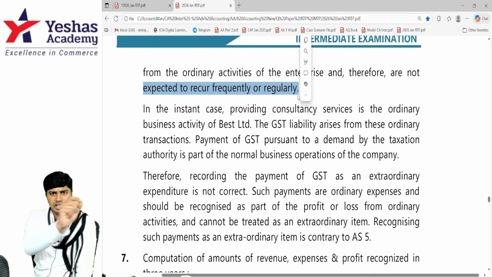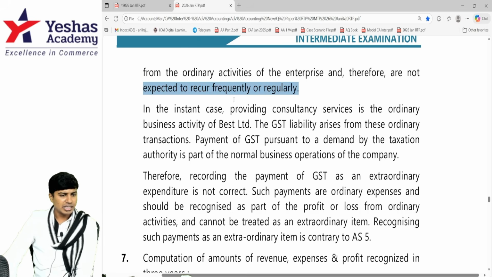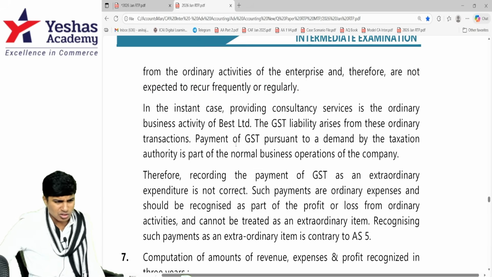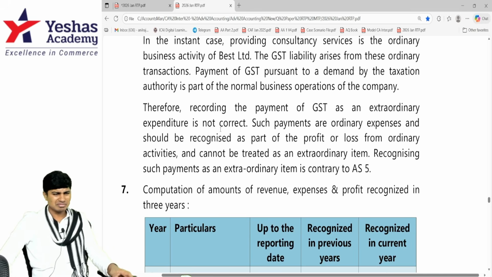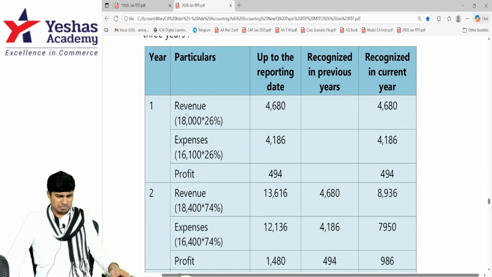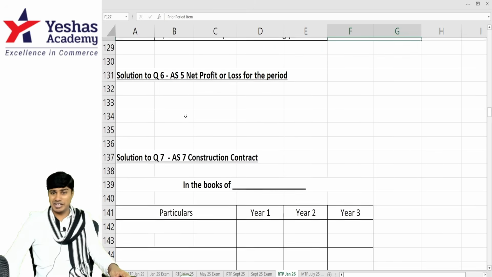And frequency is not the only condition to call it extraordinary. We have written a very clear point in our class also. Frequency is not the sole consideration. In the instant case, providing consultancy services is the ordinary course of business. So paying GST is also the same. Done. That's it. This is with regard to question number 6. Can we now go to question number 7?